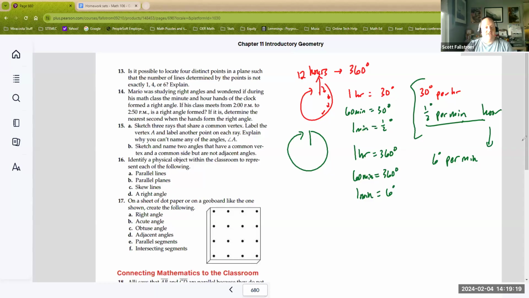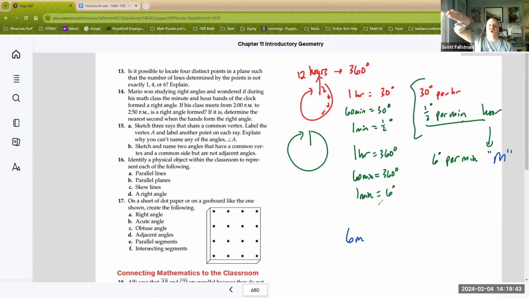And then, yes, draw a picture to see which one's in front, and use a variable. Use a little algebra here to say, I don't know how many minutes it takes, so call it M minutes. The minute hand is going 6 degrees per minute, so that means it's going 6M. That's how many degrees it's sweeping out.